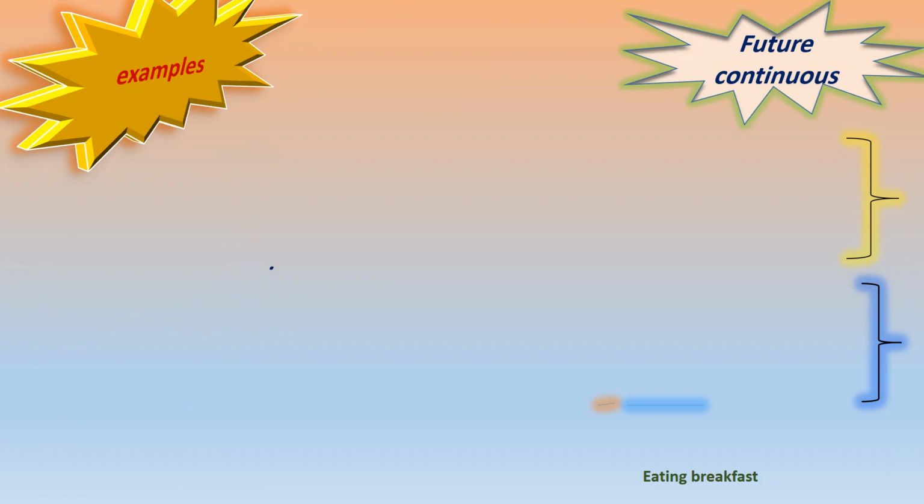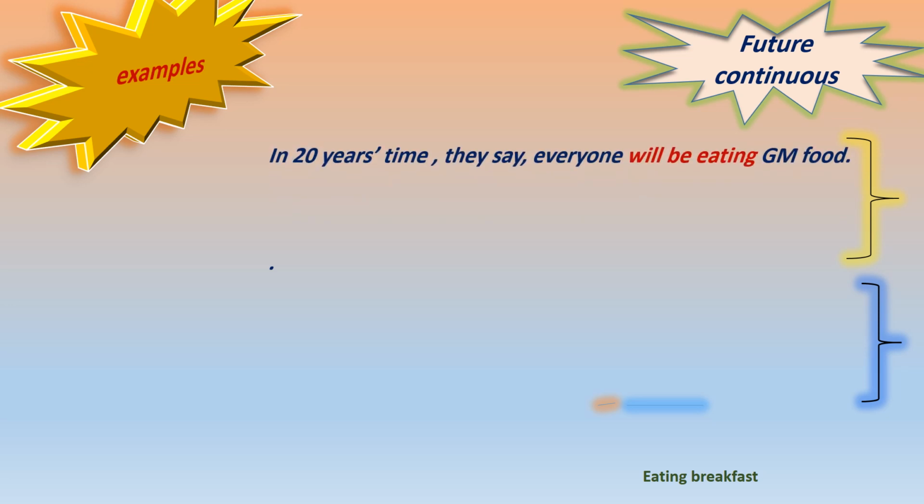Future continuous tense زمن المستقبل المستمر. Look at the examples so carefully. In 20 years time they say everyone will be eating GM food. في غضون 20 سنة هم يقولون أن كل شخص سيأكل طعام المعدل وراثيا, GM food, genetically modified food. Here we have an exact time. As we see, عندنا وقت محدد, in 20 years time. So I use the future continuous.